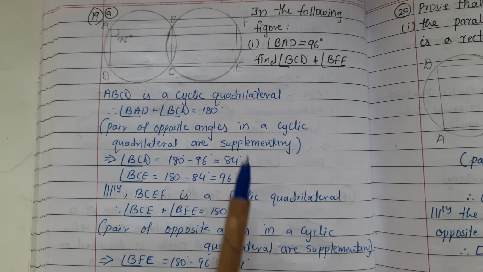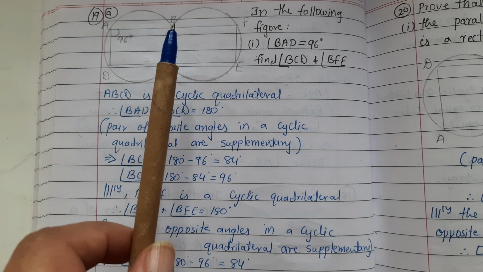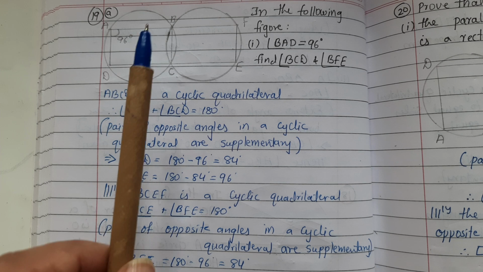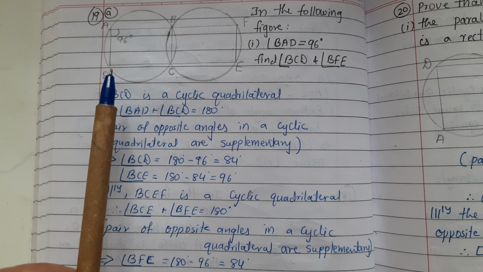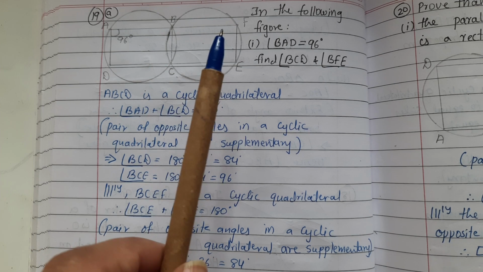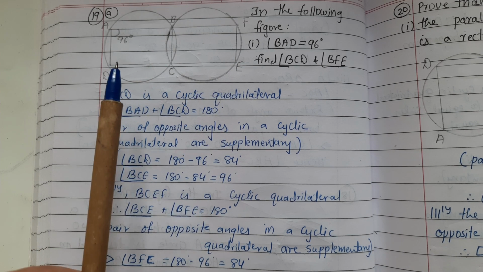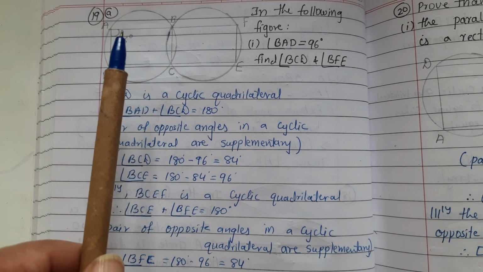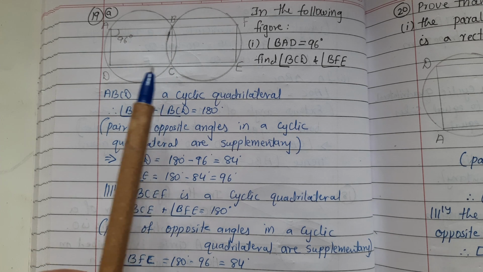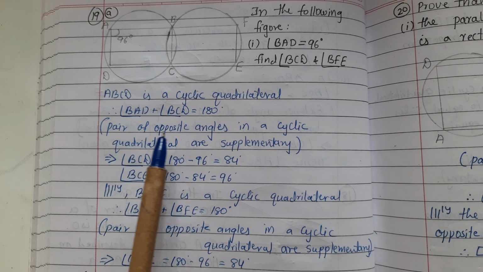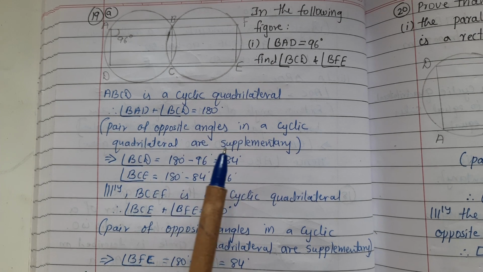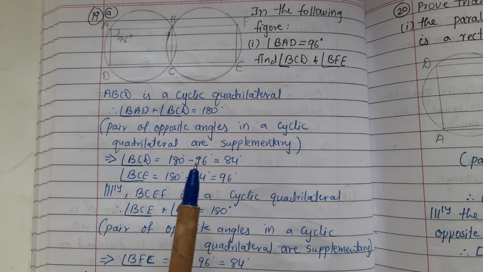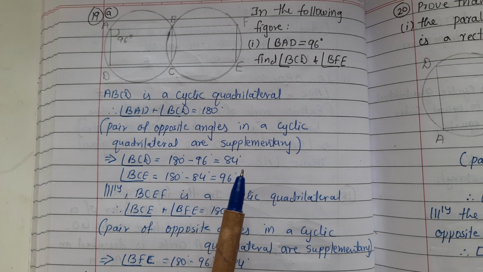Sum number 19. In the following figure, angle BAD is 96 degree. Find angle BCD and angle BFE. ABCD is a cyclic quadrilateral. Therefore, angle BAD plus angle BCD equal to 180 degree. Pair of opposite angles in a cyclic quadrilateral are supplementary. Therefore, angle BCD is equal to 180 minus 96 degree is equal to 84 degree.